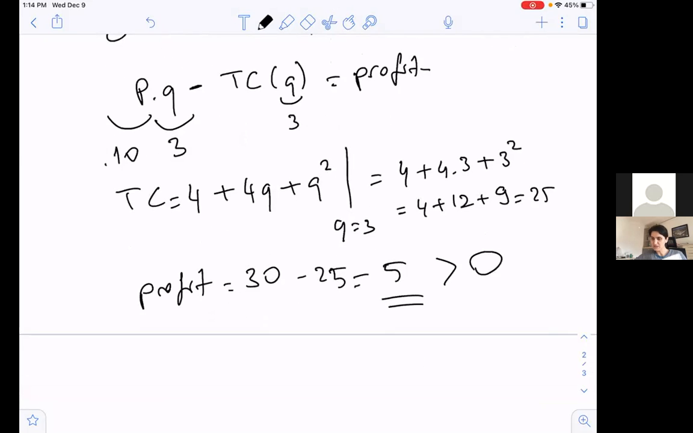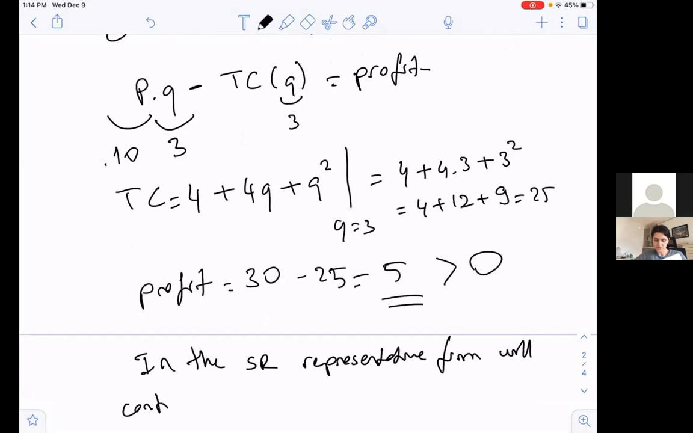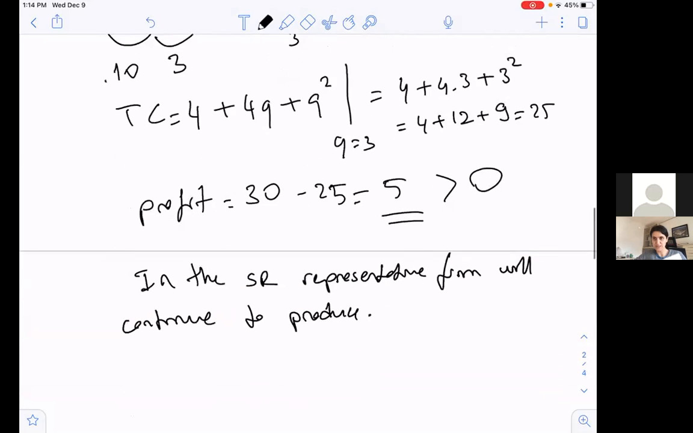And then given your calculations in B, will the representative firm produce in the short run? Yes, it's going to produce in the short run. What will happen in the long run, since other firms will see that there is a profit opportunity in the market? They will enter the market. In the short run, the representative firm will continue to produce. It's not going to exit.